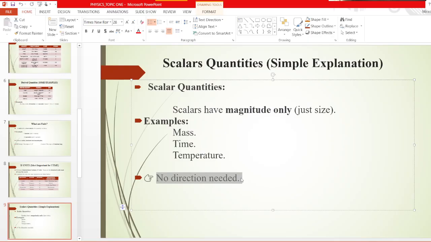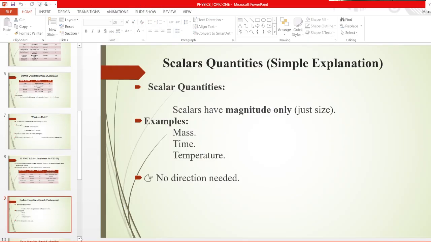Every time you look at a quantity, questions do come. I'm going to ask one or two questions at the end of this lesson. Questions do come on scalar quantities or the difference between scalar quantities and vector quantities. But at present, we are discussing scalar quantities. They just have size, no direction. A typical example is time, measured in seconds. Temperature is measured in Kelvin. Mass is measured in kilogram, and they have no direction.